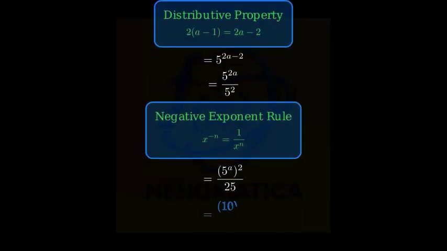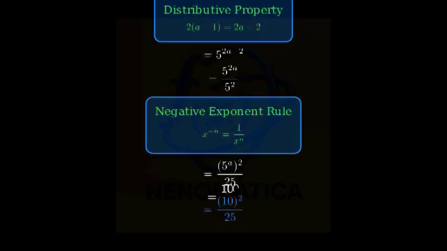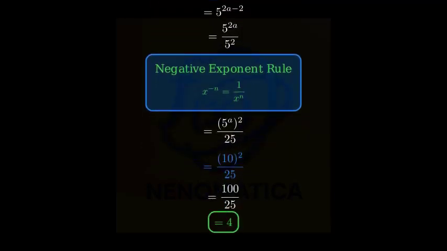Now, we can use the fact that 5 raised to the power of a equals 10, which means that 5 raised to 2a equals 10 squared. Let's calculate 10 squared over 25. 10 squared is 100, and 100 divided by 25 equals 4. So 25 raised to the power of a minus 1 equals 4.